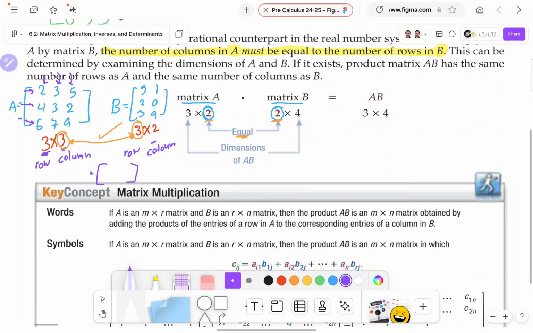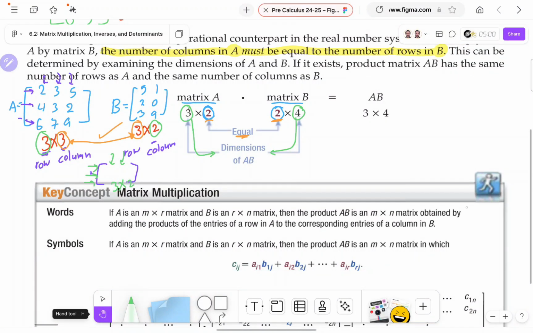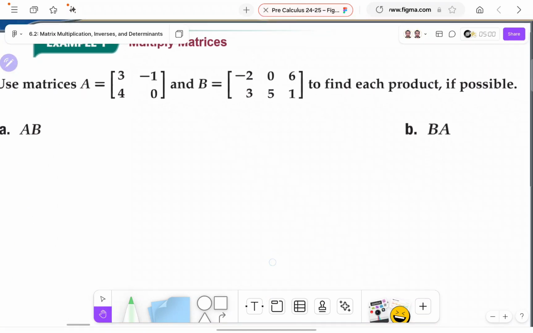The dimension will be taken from the outer values. So these are the dimensions. As you can see, after we multiply, here is 3, here is 2, so the new matrix will have 3 rows and 2 columns, 3 times 2. I hope you understand this. Now let's learn how we can multiply matrices.